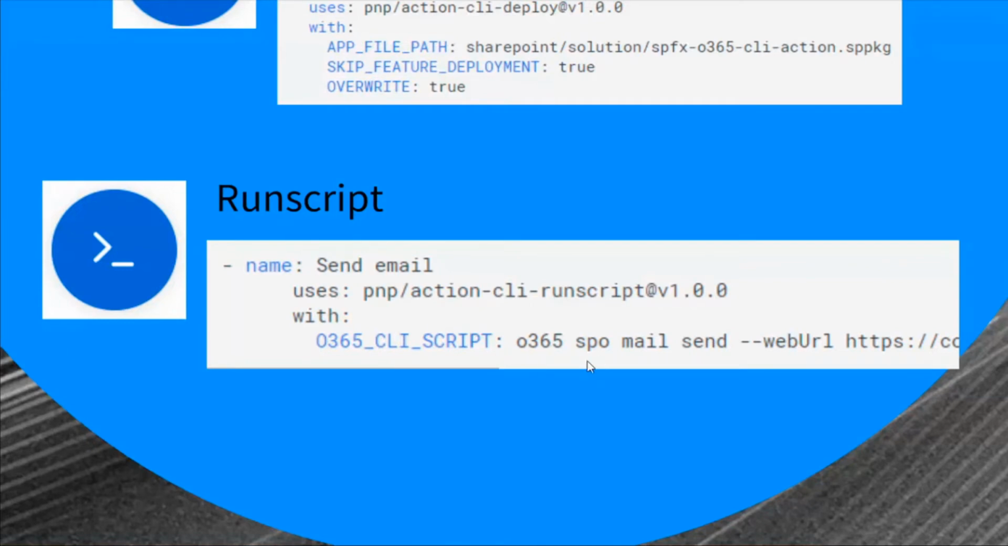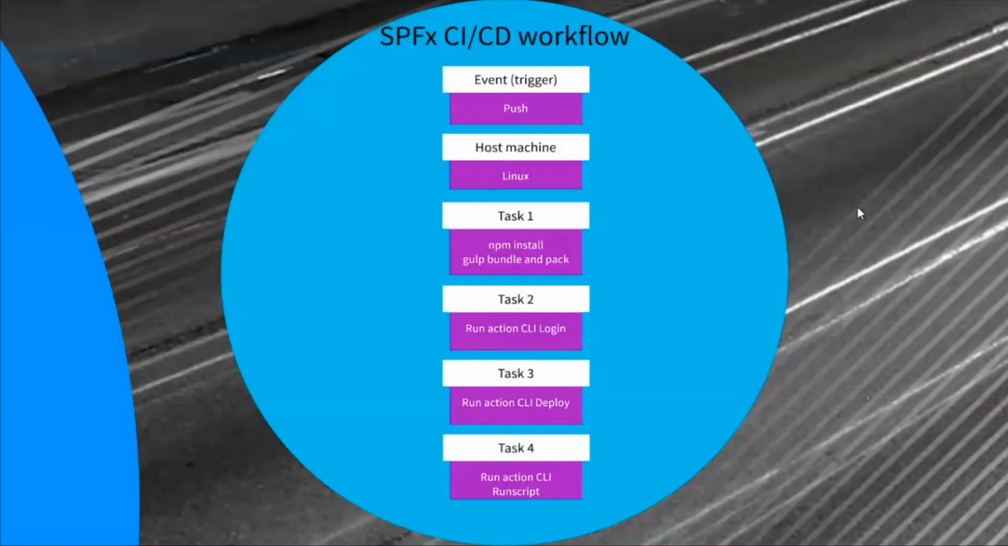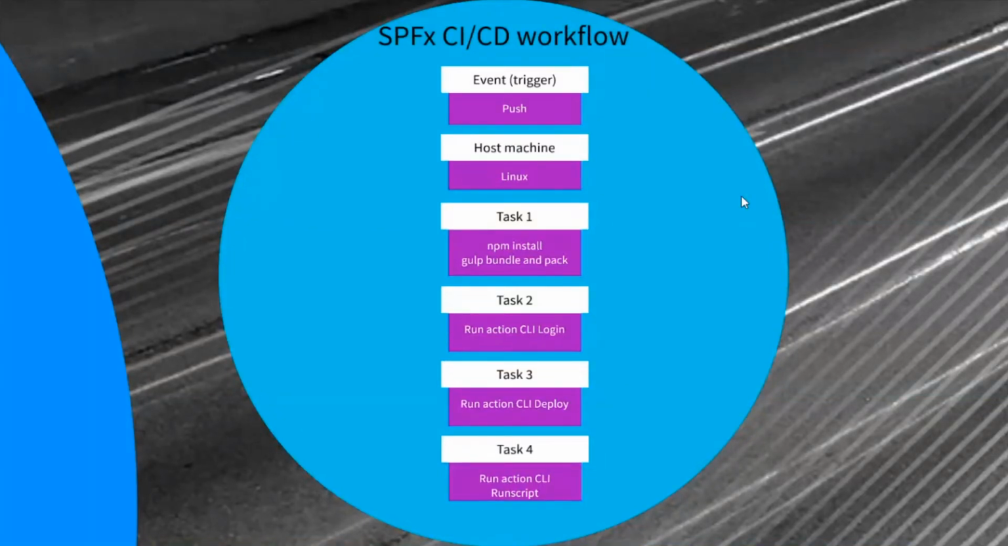Just to quickly explain the workflow that I'll be showing next. It is a CI/CD workflow in which, on push, we will use Linux as the host machine, and then we will do the basic things that we do for all SPFx projects, which is npm install, gulp bundle, and gulp package-solution. After that, we will use the CLI login, deploy, and run script actions.